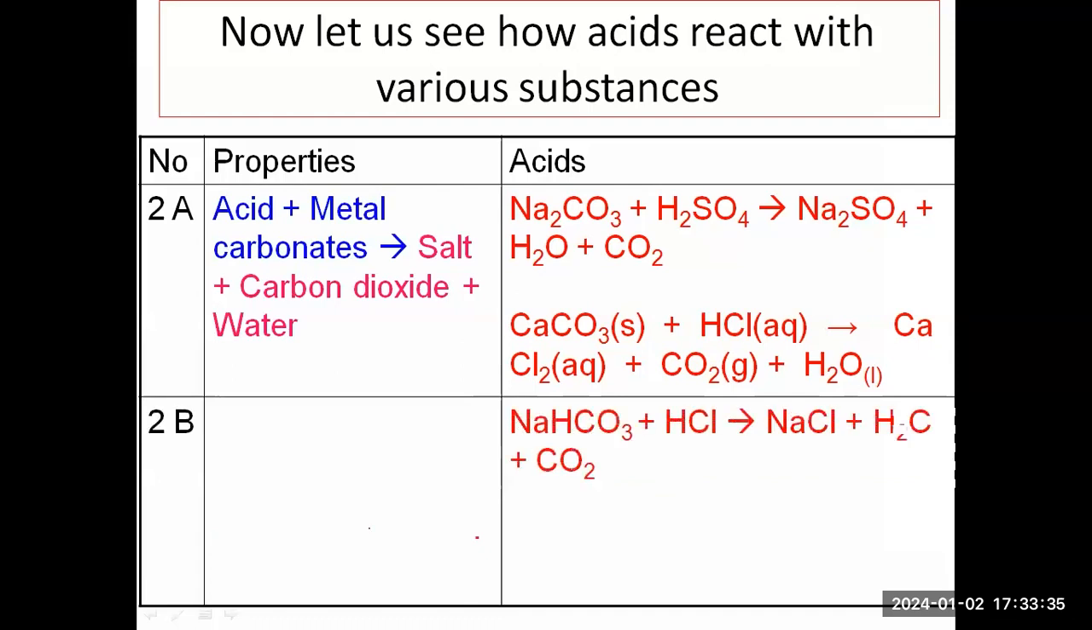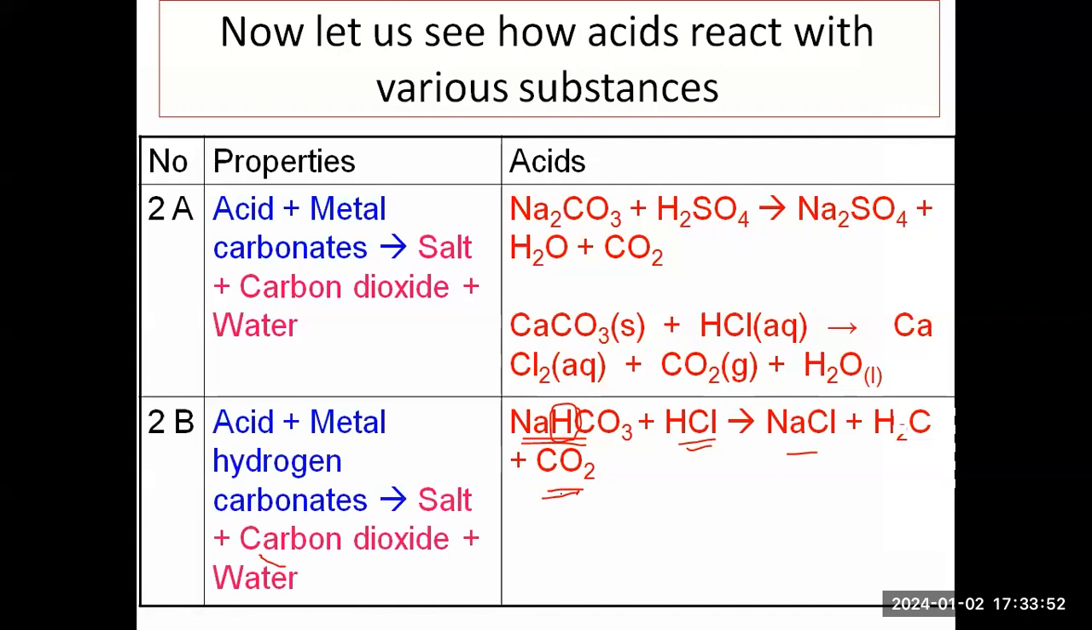In the next equation, we can see the acid, and this time we have metal bicarbonate or metal hydrogen carbonate. But the reaction is similar. We have salt, water, and carbon dioxide gas. So we can generalize here. Acid will always react with metal carbonate or metal hydrogen carbonate to give salt, carbon dioxide, and water. This is the general equation here.